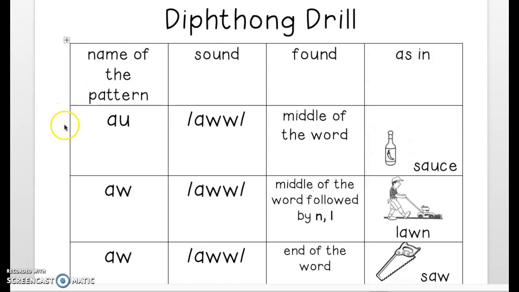Okay, let's do this together. Please put the listening ears on first. Mrs. Spiza will say it, then you repeat. Ready? Here we go. Name of the pattern is AU. Sound is aw. Found middle of the word, as in sauce. Very good job, boys and girls. Here you go. You do it now.